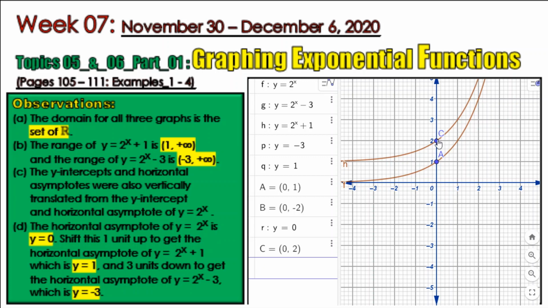What happens to the horizontal asymptote? The horizontal asymptote of this is y is equal to 0, and the horizontal asymptote of this one is y is equal to positive 1. So from the horizontal asymptote of y is equal to 2 raised to x, it is vertically translated upward 1 unit. This is the horizontal asymptote of the function y is equal to 2 raised to x plus 1. Okay, next we will proceed.